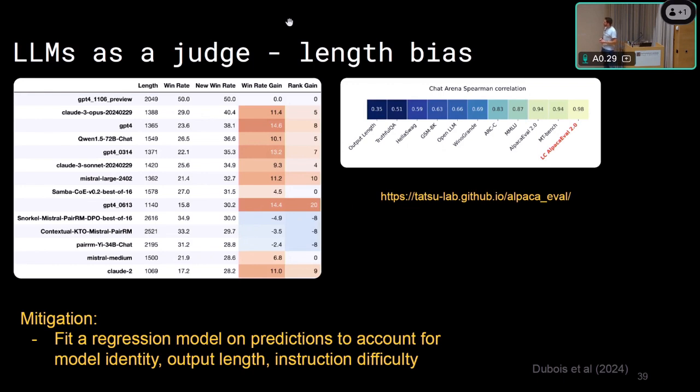So a mitigation for this is that the maintainers of this leaderboard fitted a regression model on the predictions so they could correct for the bias of the length of these outputs. And by doing so, they were able to show that the AlpacaEval leaderboard now had a much higher correlation with these human Elo scores that came from the Chatbot Arena. So all of this stuff is just to say, use LLMs as a judge, but use them at your peril, and you should be very careful that things aren't going haywire because of simple hacks like length.